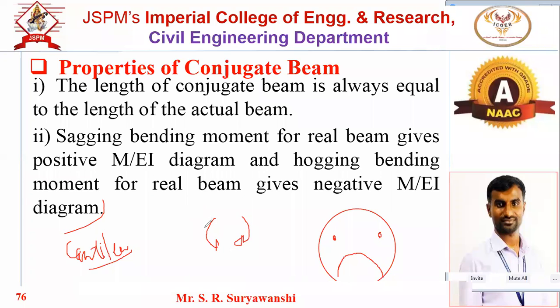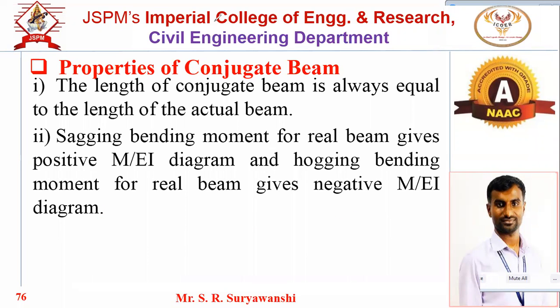For the left portion, anti-clockwise is negative. For the right portion, clockwise is negative or positive. You can say here it will be positive. For hogging, both will be positive. But the total nature of the hogging bending moment we are considering as negative. Hogging bending moment will be negative.